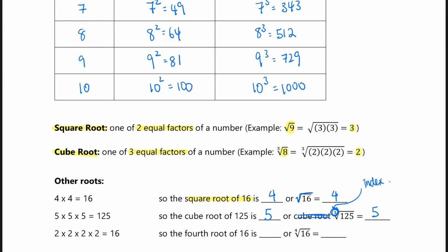Lastly, 2 times 2 times 2 times 2 equals 16. So the fourth root of 16 is 2. Because there's 1, 2, 3, 4 2's. The product of those 4 2's is 16. So fourth root of 16 is equivalent to 2. And you can see that the index has changed to 4 because they were looking for the fourth root.